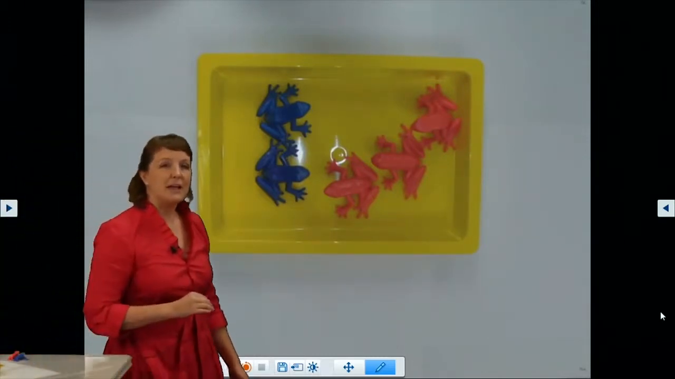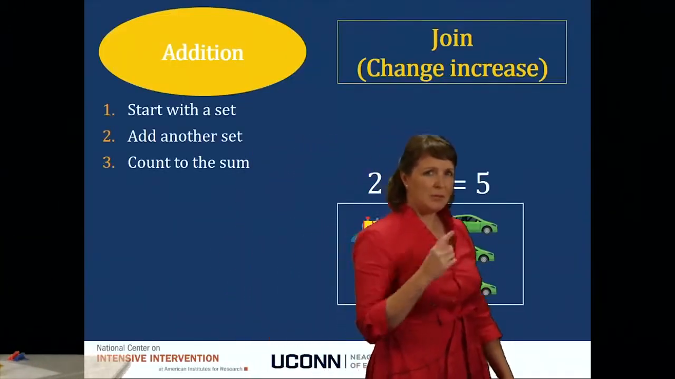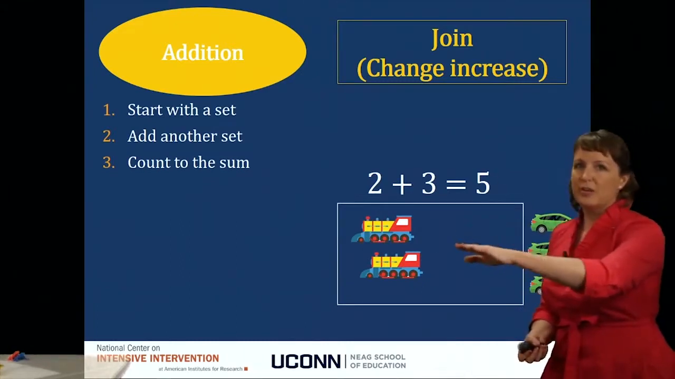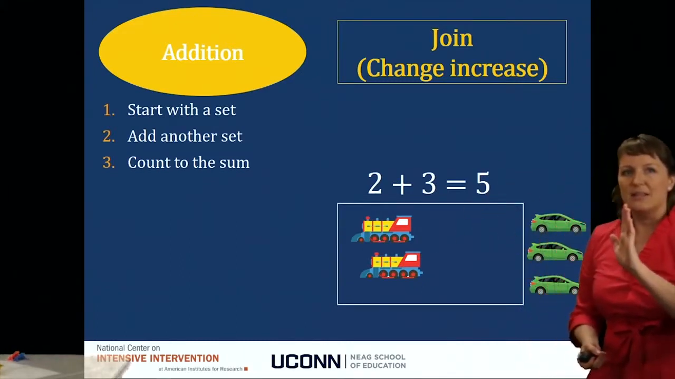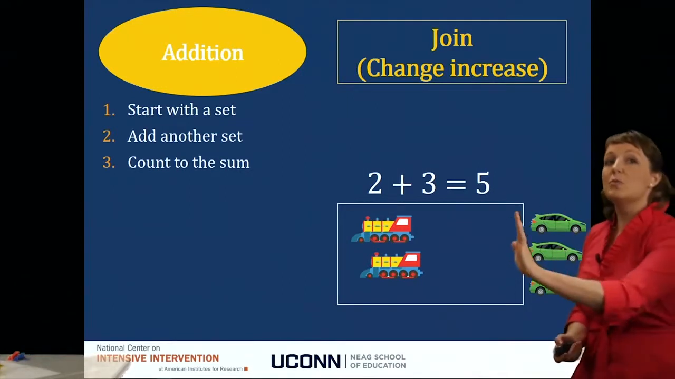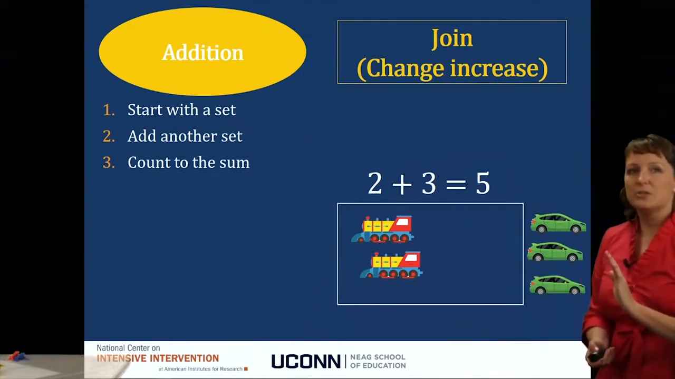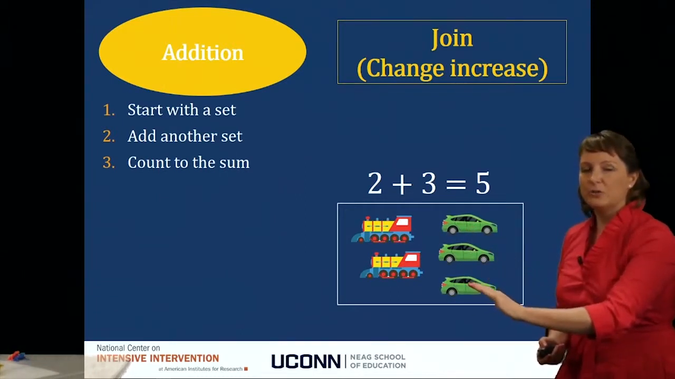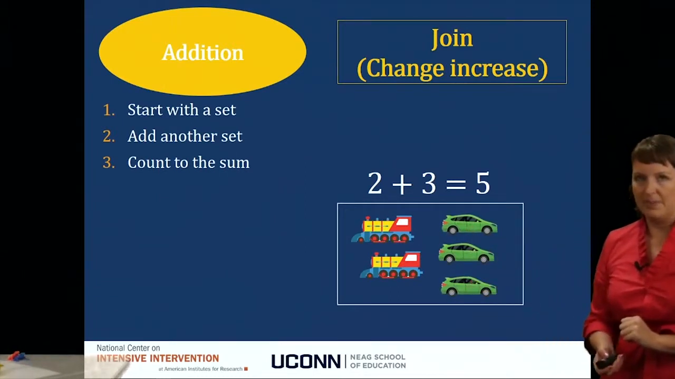And if I were to look at that in the representational, it would look a little bit like this. Here I've got 2. I've got my 2 trains. They're already there. And then these 3 cars are going to join the trains. So 2 plus 3, 4, 5. 2 plus 3 equals 5.